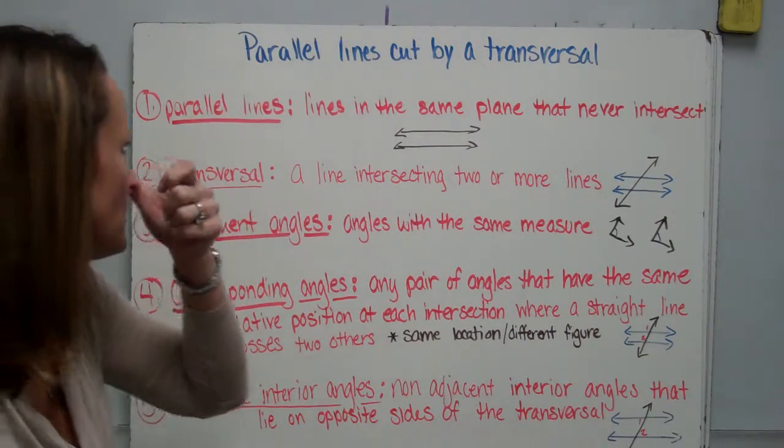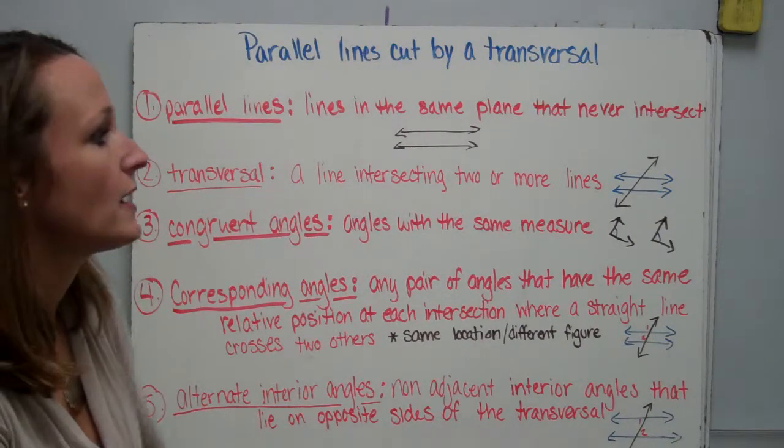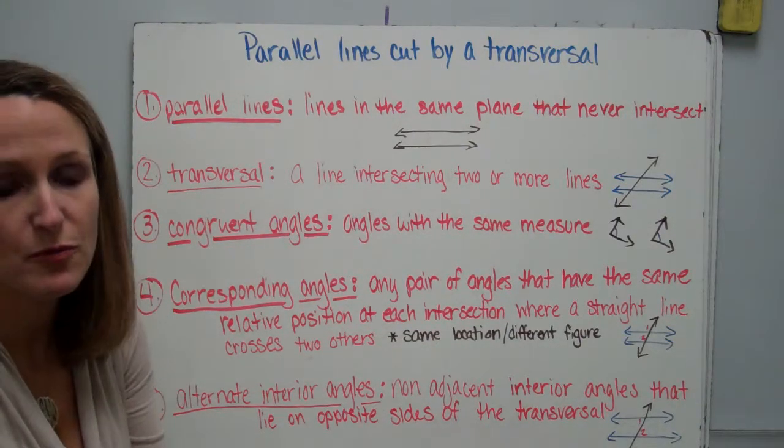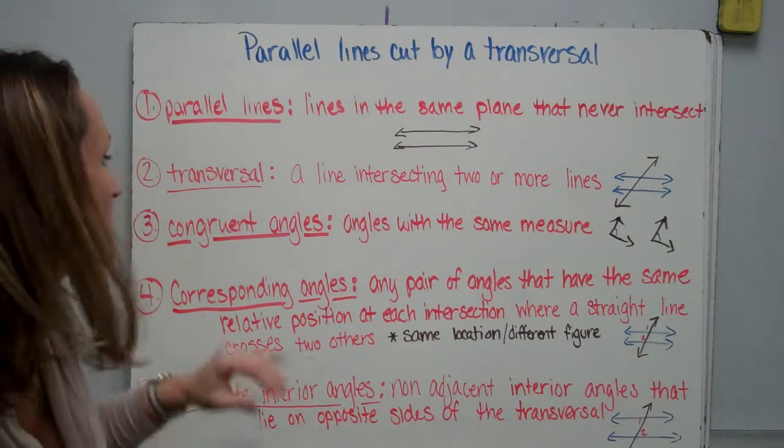A transversal is a line that intersects two or more lines. So if you'll notice, I've drawn my parallel lines and then I've drawn this diagonal across it. That's what we refer to as the transversal.